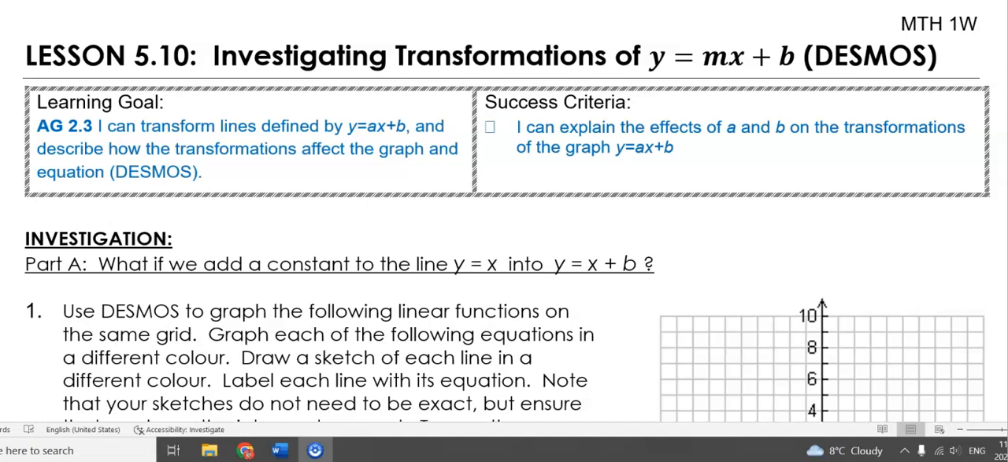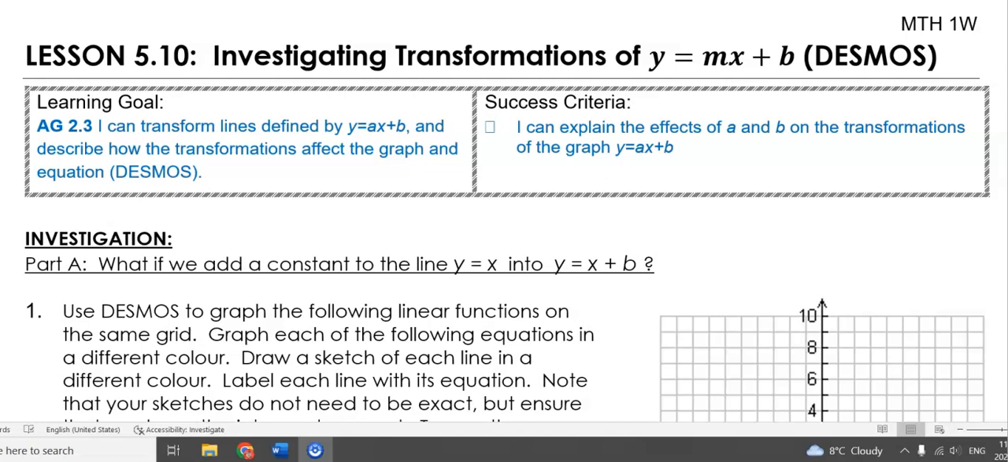Hey everyone, this is lesson 5.10. It's going to be a very short lesson, or at least, fingers crossed, I don't rant. It is quite a short video where I'm actually just going to walk you through the investigation that you're going to be doing on your own with your device.